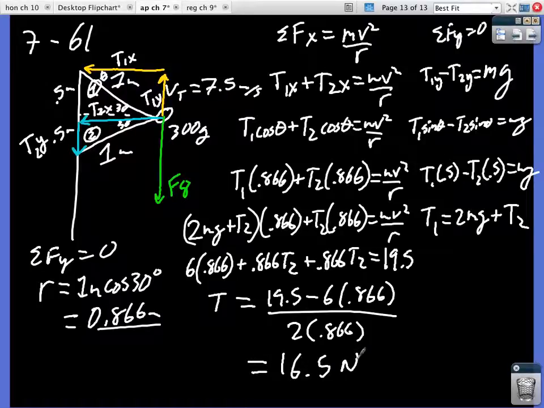And that's T2. And then T1 is 2mg plus T2, so the 16.5 plus 2 times 0.3 times 10, and that's 22.5 newtons. And there's your two forces.